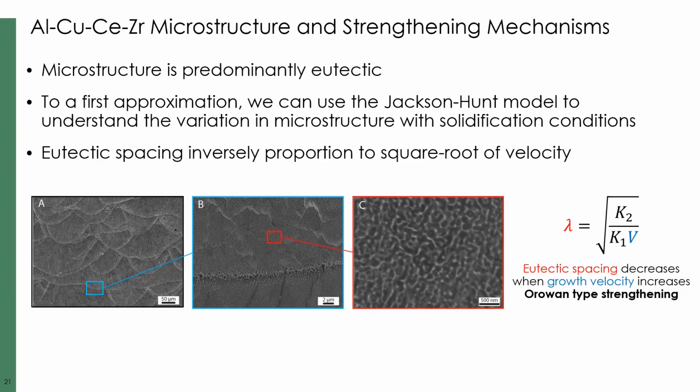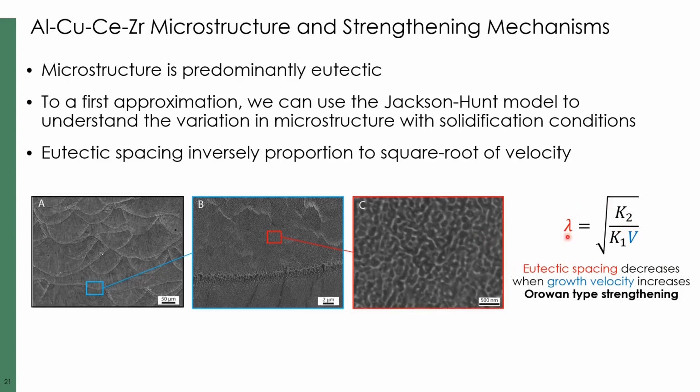So what does the microstructure look like? It's predominantly eutectic. Here's an example of these kinds of eutectic networks that we see in an aluminum copper cerium based alloy. And the interesting thing about this is we can take, at least to a first approximation, a relatively simple model for the microstructure as a function of our solidification conditions, in this case proposed by Jackson Hunt, which basically looks like this, saying that the spacing of the intermetallic particles in our eutectic will be inversely proportional to the square root of the solidification velocity. And our solidification velocity is going to be somewhat proportional to our laser velocity.